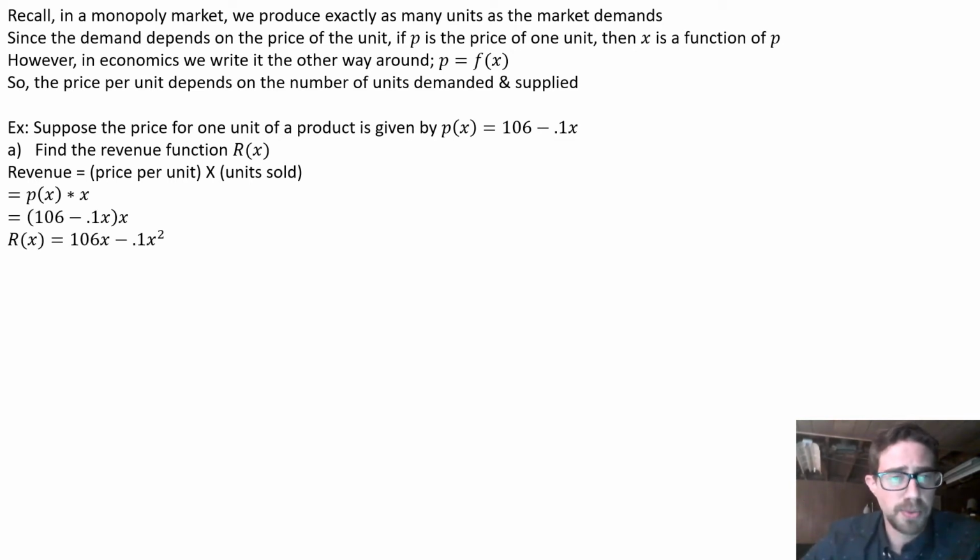Okay, so just a couple steps here. Let's do the math. Let's find the revenue function. It's 106 minus 0.1x times x. So it's just 106x minus 0.1x squared. So in this case, I didn't just give you the revenue function. I gave you the price function, and then I asked you for the revenue function, and it's just P of x times x.